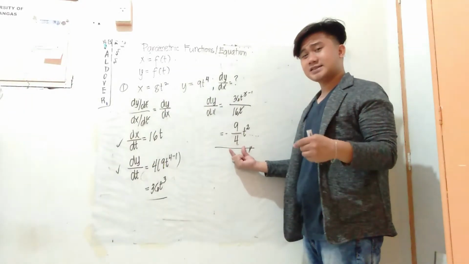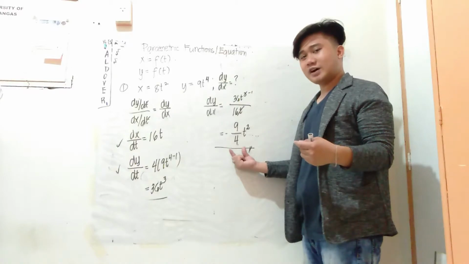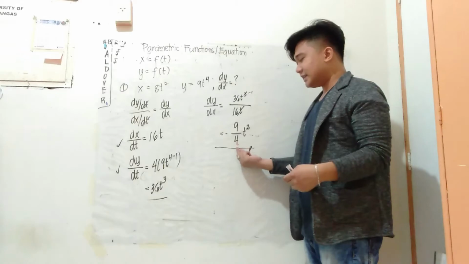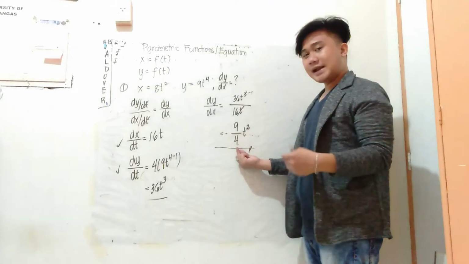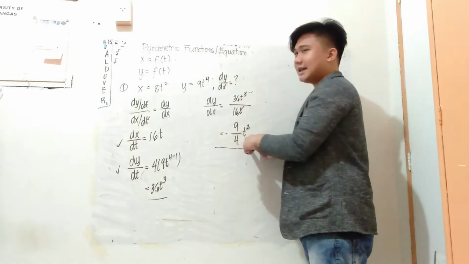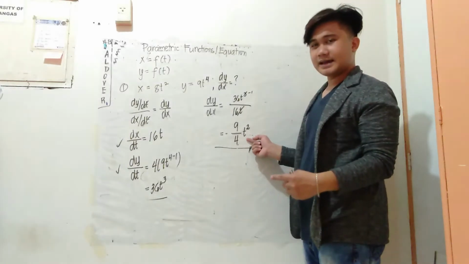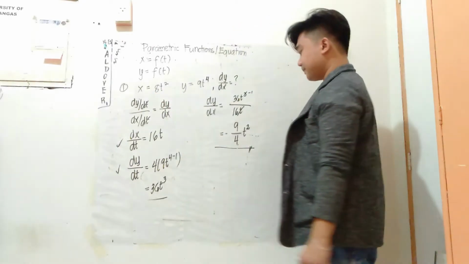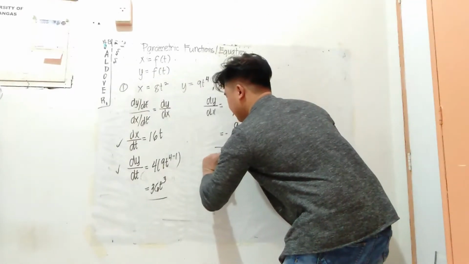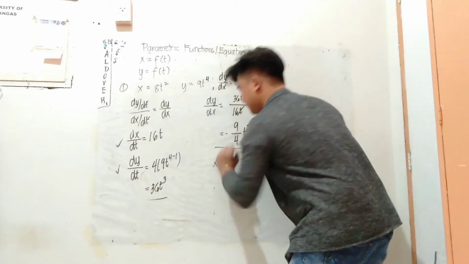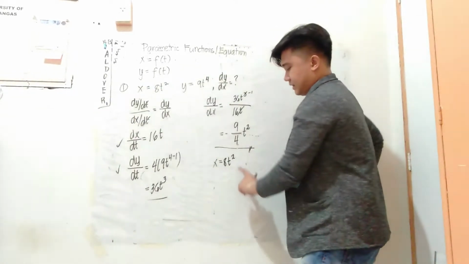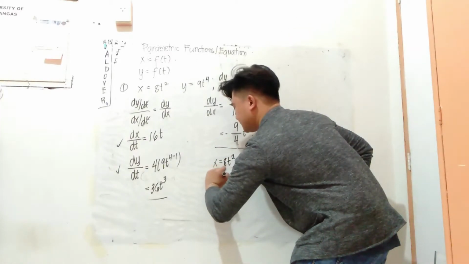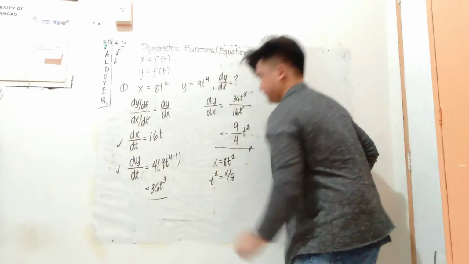Kapag naman may choices, kapag nakita mo na yung choices ay function ng x or naka-express ang dy over dx as an x, edi hindi pa to yung sagot mo. Ang gagawin natin, yung t ay papalitan natin ng x. Saan tayo kukuha ng x? Edi dun lang din sa example natin. Okay? So, since x is equals to 8t squared, i-manipulate ko lang to para t lang yung nasa kabilang side. T squared is equals to x over 8.